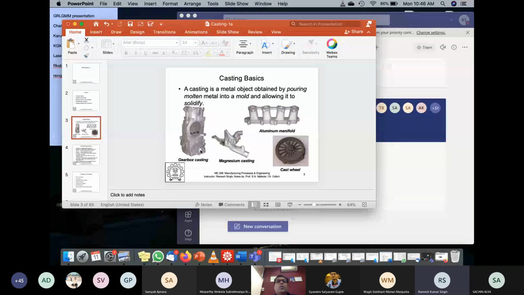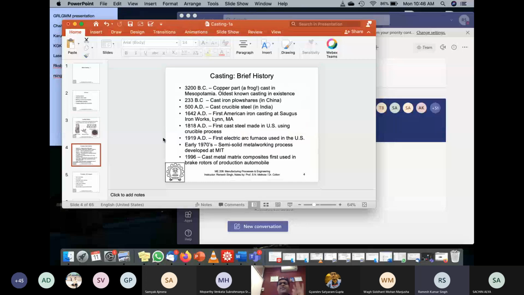So basically, casting is a very old process. The first reference of casting, if you see in history, is in 3200 BC. A copper frog has been found in Mesopotamia. Mesopotamia is nothing but modern day Iraq. And then cast iron plowshares have been found. Plowshares, you know, right? What is a plowshare?